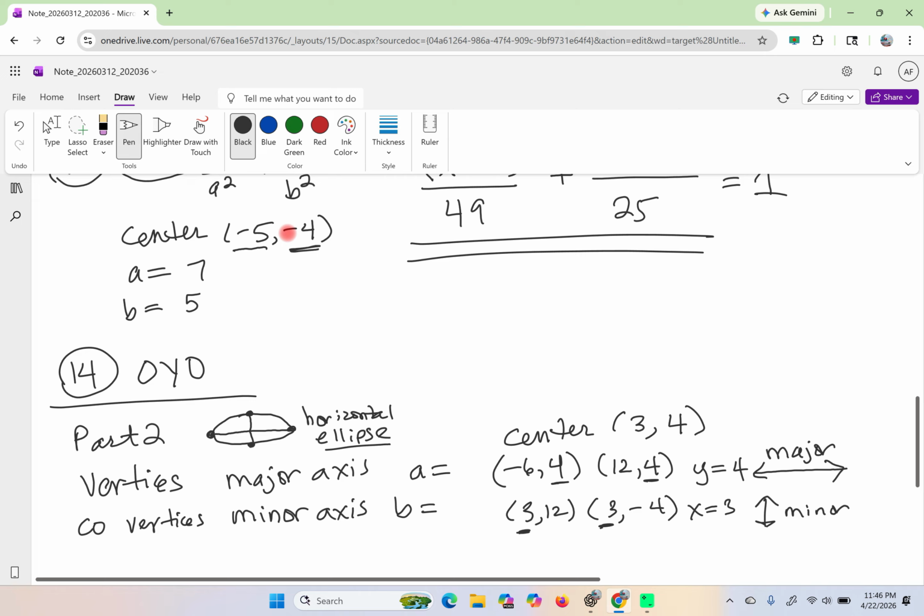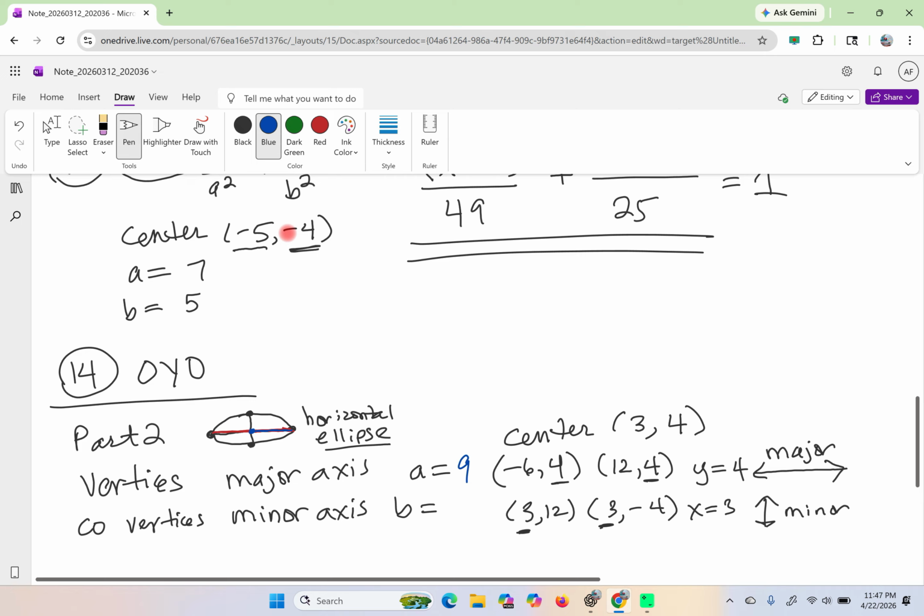And then what is our A value? So the distance, so absolute value of 6. So we're going to add 6 to 12 and get 18. So the full length of the major axis is 18. And then the distance from the center to the edge is going to be 9. So A is equal to 9.